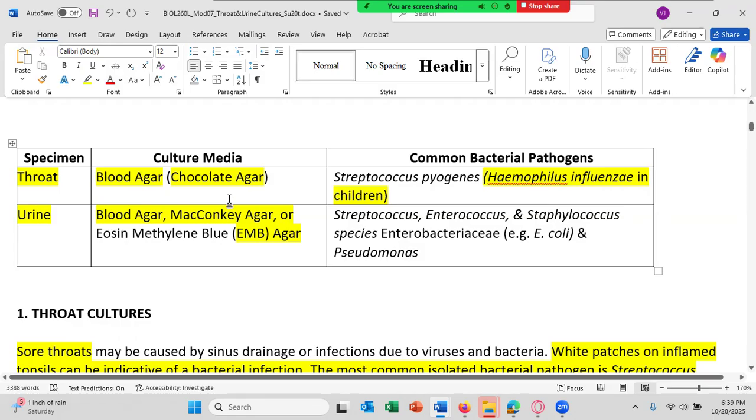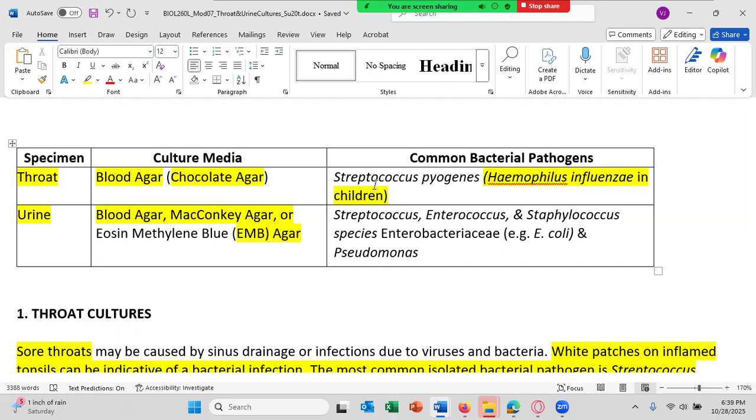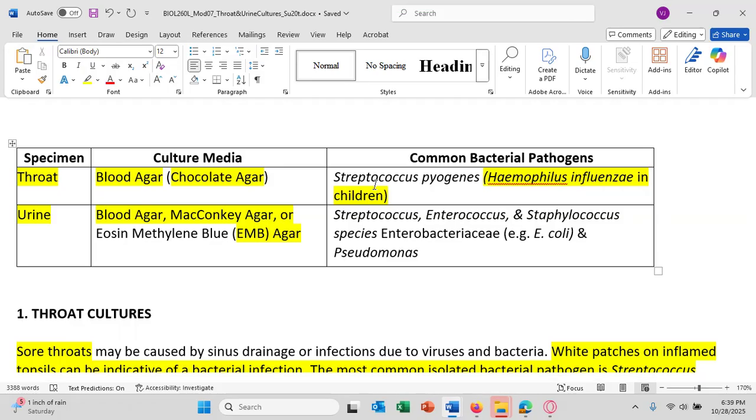Chocolate agar would work, by the way, but blood agar is what's typically used. And then the other pathogen is Haemophilus influenzae, which is common in babies and young children. It is not so common in adults or even older children, but it is a common pathogen in babies and very young children. And this is a fastidious organism, but it cannot grow on blood agar.